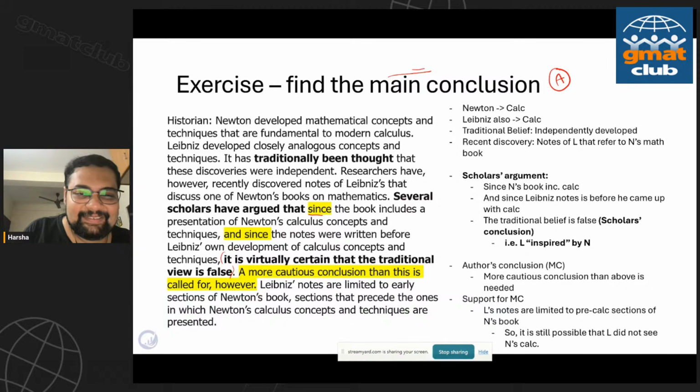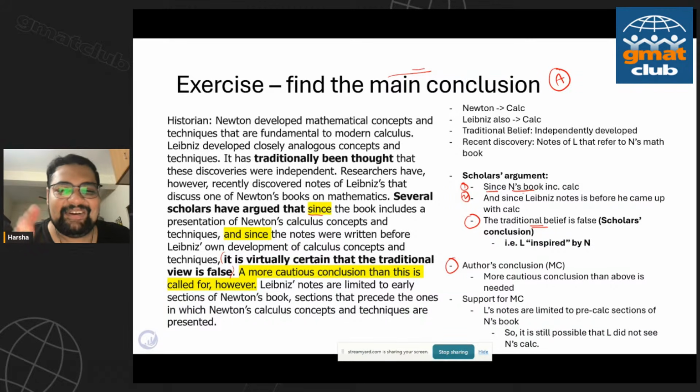Look at this. Several scholars have argued that, so the scholars are arguing that since reason 1, Newton's book includes a presentation of calculus, and since reason 2, so there's a reason 1 and reason 2, these are the premises of the scholar's argument, right? So because of reason 1 and reason 2, the scholars conclude that it is virtually certain that the traditional view is false. Then the author comes in and says, boss, don't make such incautious conclusions, you need to be a little more careful. A more cautious conclusion than this is called for, however.